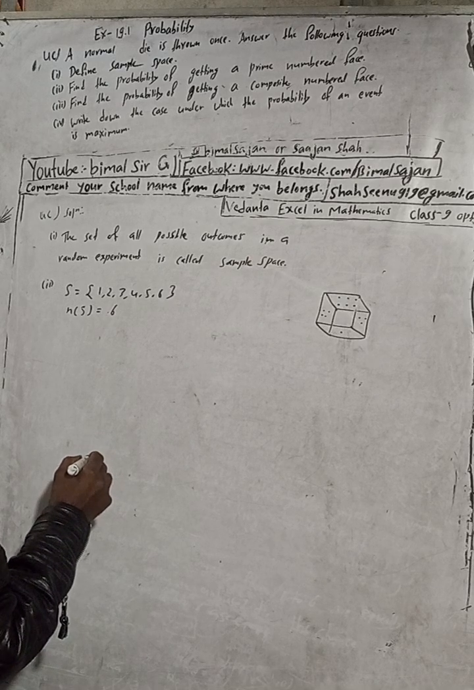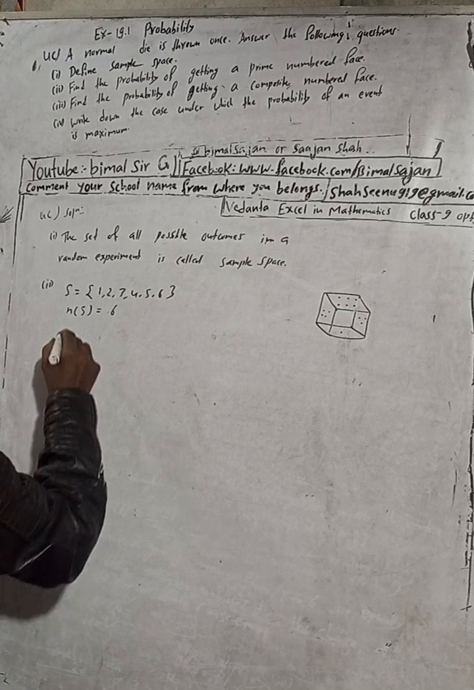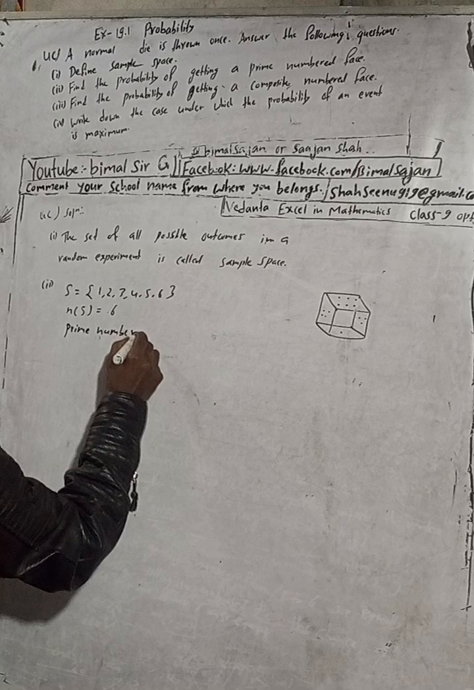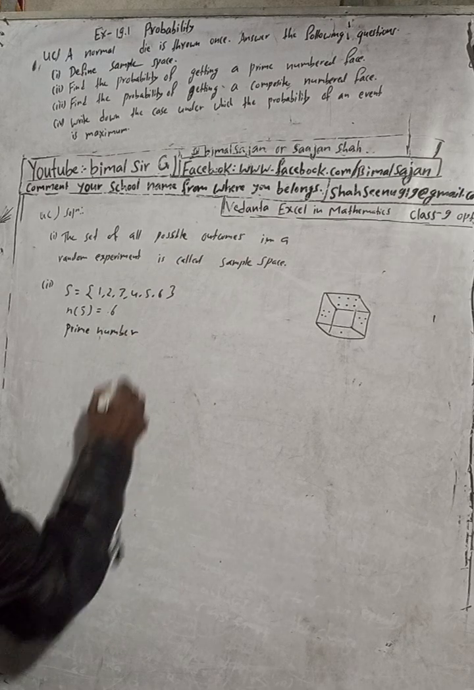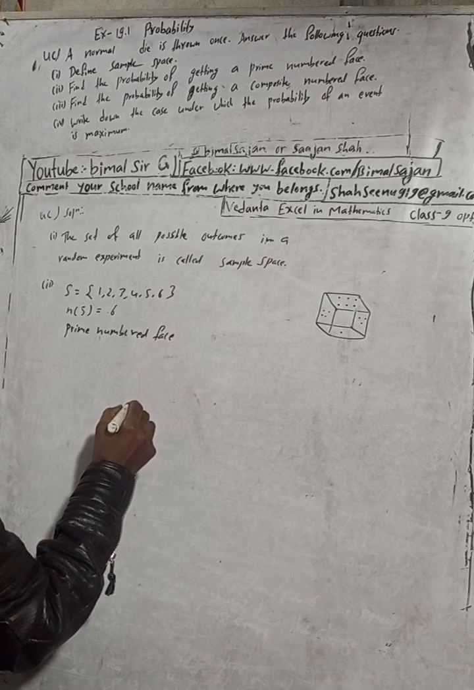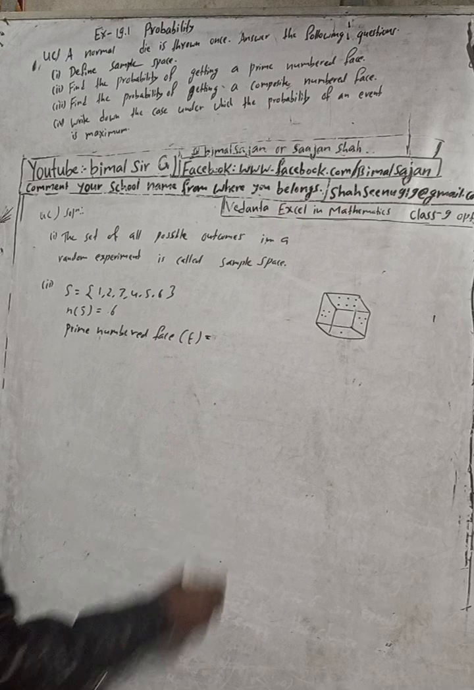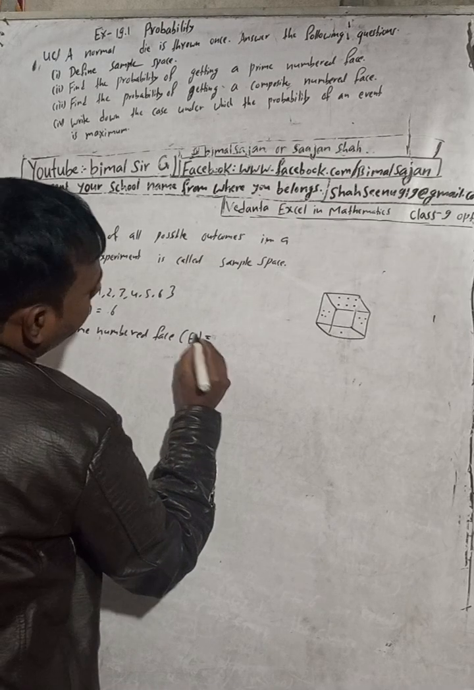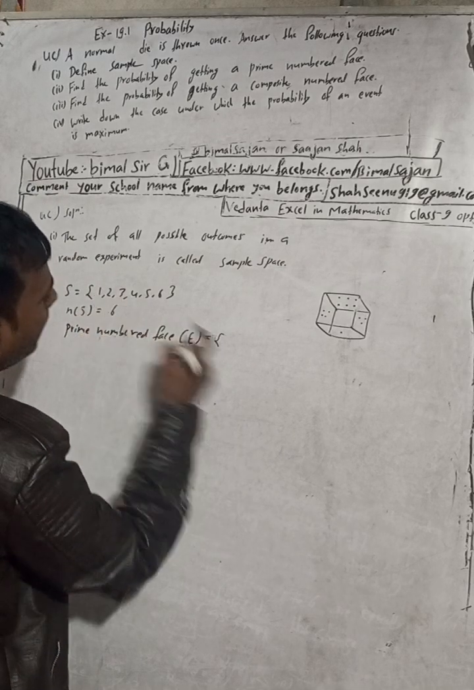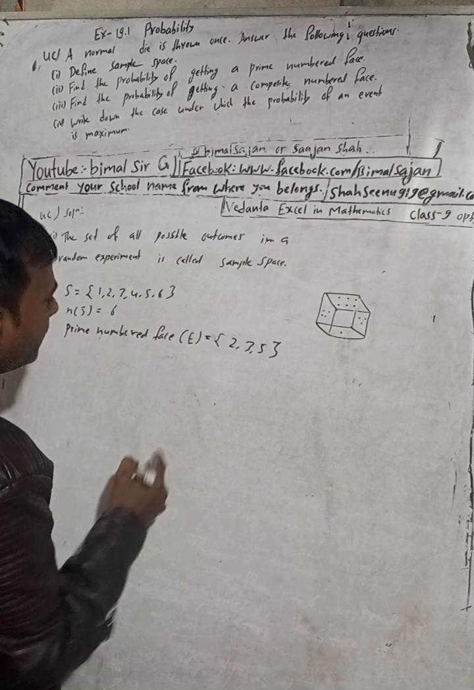Now find the probability of getting a prime number. Prime numbered face, that means event E is equal to prime number face. What is the prime number here? 1 is not a prime number. 2, 3 and 5 are the prime numbers among this.